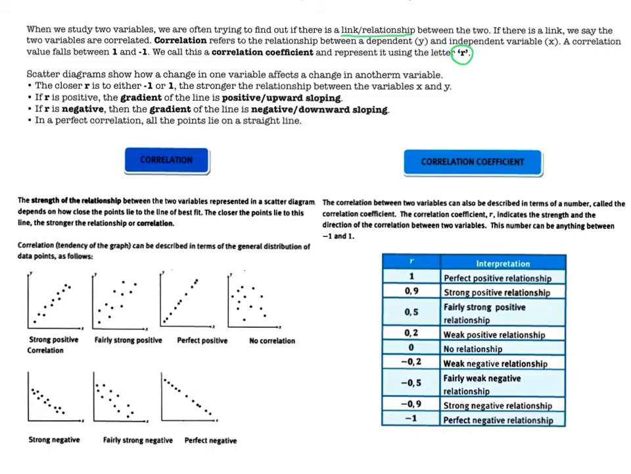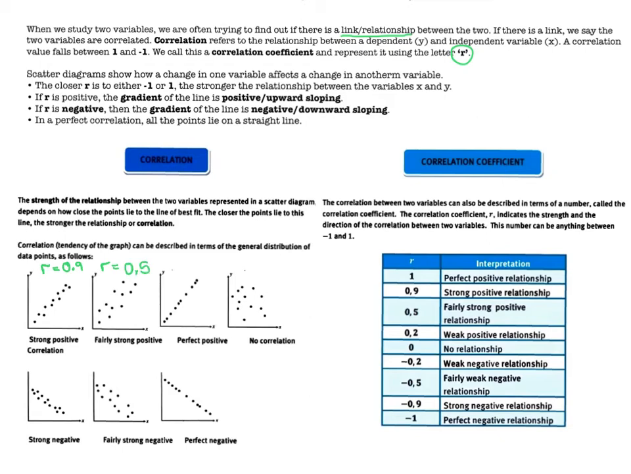Let us look at the first graph, the one with the strong positive correlation. As you can see here, the points are close together and they almost lie on a straight line. So if you have a strong positive correlation, the R value for this first one could be R equal to 0,9. For the second graph, that's a fairly strong correlation. You can see it's upward sloping, so again it will be positive, but this time it's slightly weaker, and it's going to be 0,5.